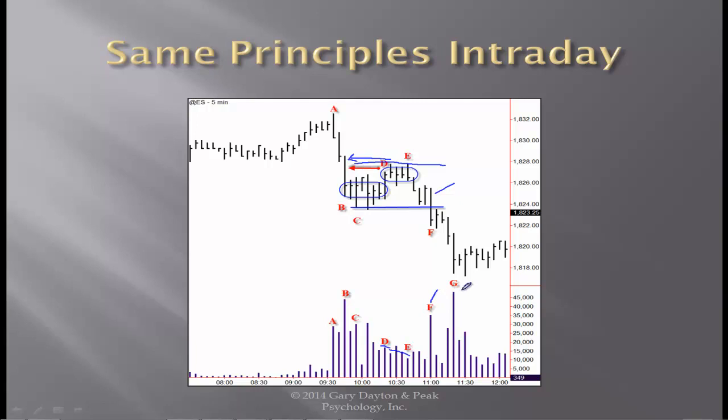And then on G, what happens? We get the biggest volume on the chart of this morning session. And so we get that widespread bar, and it's far away from where the trend started.